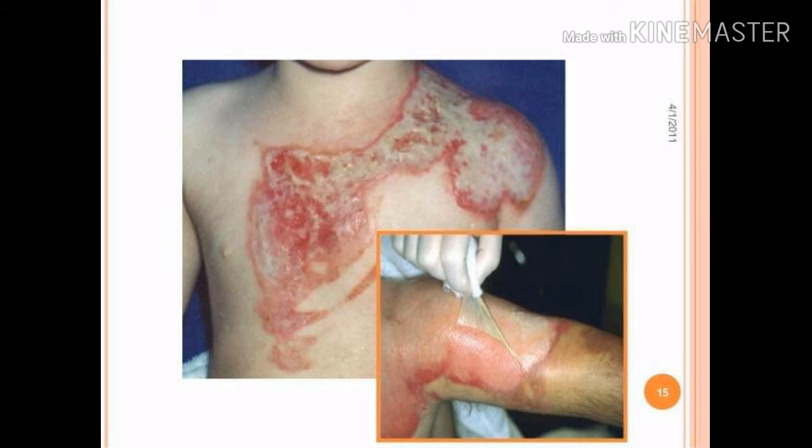Lab values, we have sodium, hyponatremia or hypernatremia. In potassium, we have hyperkalemia or hypokalemia. WBC is white blood cells, 10,000 to 20,000. What could be the nursing diagnosis in the acute phase? We have impaired skin integrity, risk for infection, imbalanced nutrition, impaired physical mobility, disturbed body image.